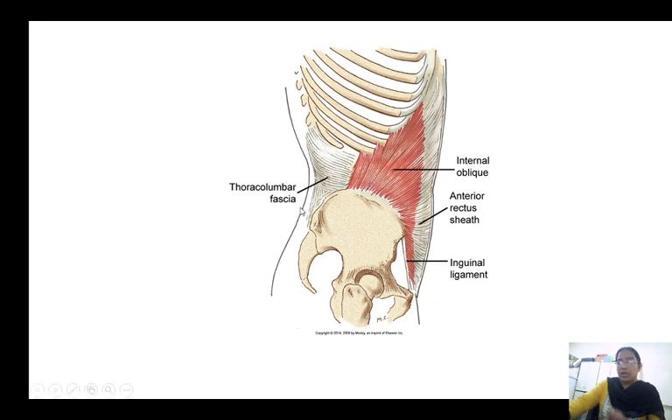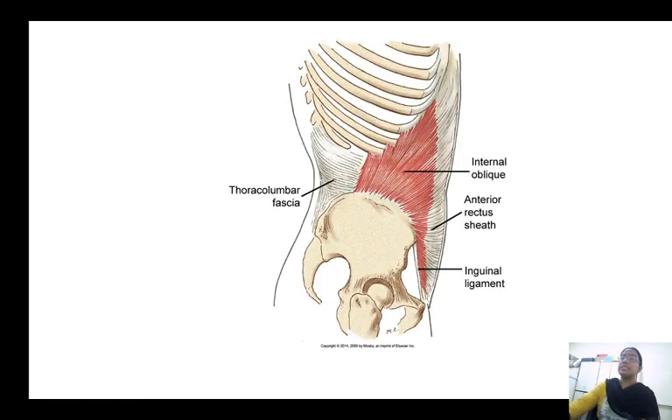So when you see the origin of the internal oblique, there are some inguinal fibers. These inguinal fibers come from the lateral 2/3 of the inguinal ligament. Some fibers come from the intermediate area of the iliac crest. You can see these are the fibers. And the posterior fibers come from the thoracolumbar fascia. So this is the origin of the internal oblique.